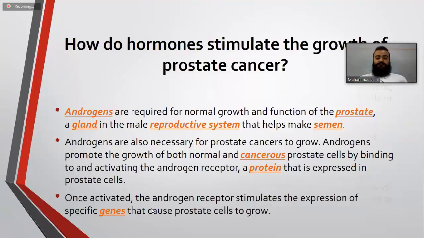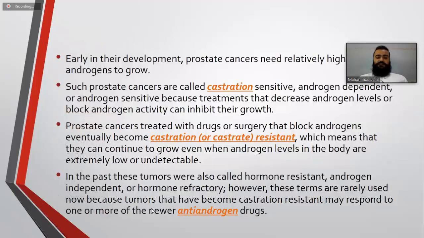Earlier in their development, prostate cancers need relatively high levels of androgens to grow. Such prostate cancers are called castration sensitive, androgen dependent, or androgen sensitive because treatments that decrease androgen levels or block androgen activity can inhibit their growth.